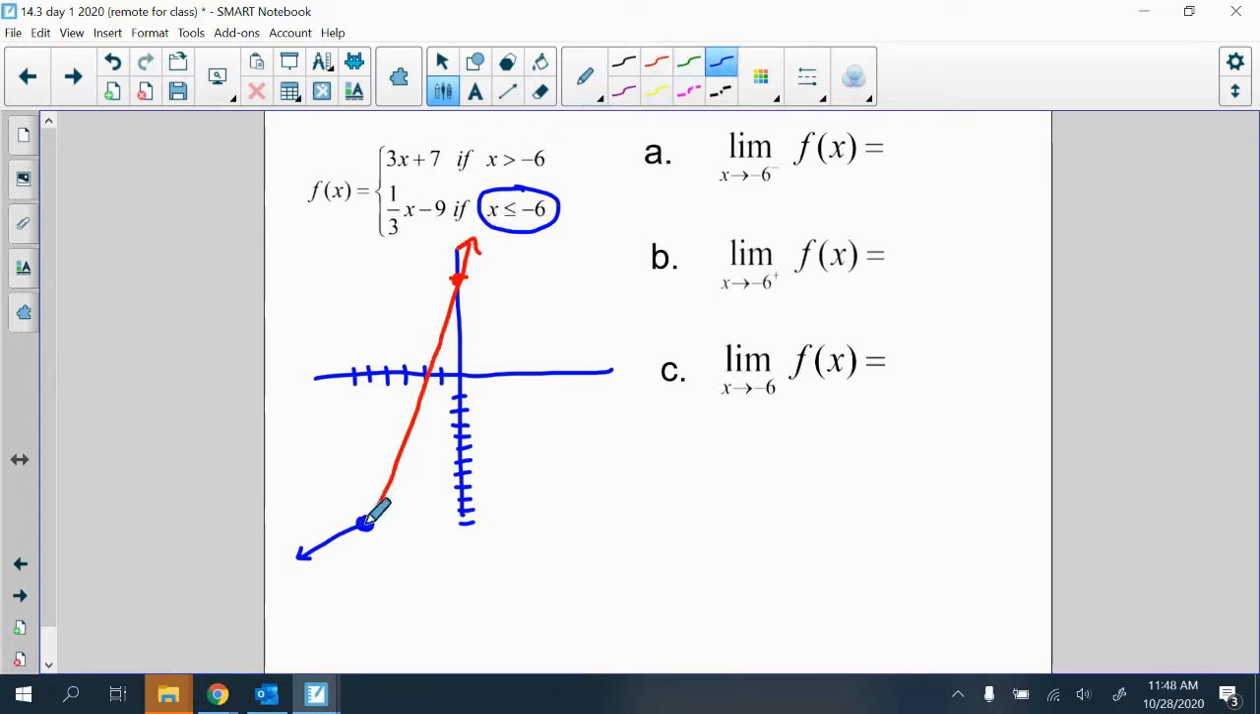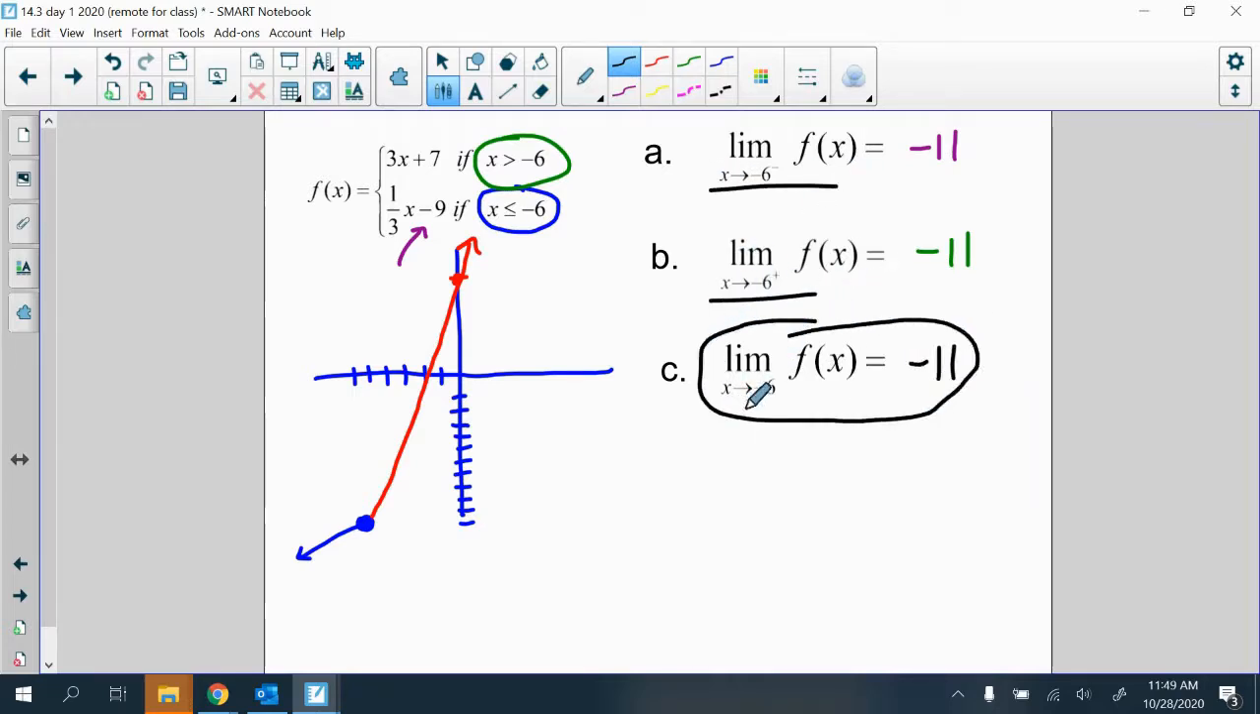But basically what we're trying to get at with this problem, and it's not really that complicated, like the limit as x approaches negative 6 from the left, I just plug in negative 6 here. I get negative 2 minus 9, which is negative 11. From the right, I look at this one. Negative 6 times 3 is negative 18, plus 7 is negative 11. We've learned in the past that if the limit from the left is equal to the limit from the right, that's equal to the limit in total at that value. So the limit as x approaches negative 6 is negative 11.